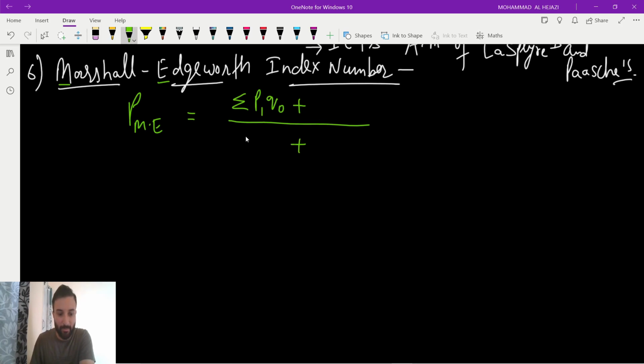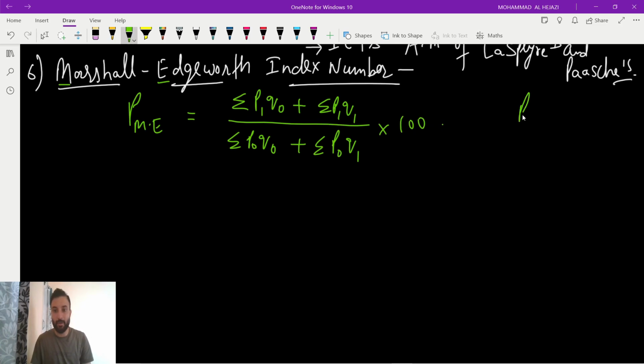Numerator of PL plus numerator of PP, divided by denominator of PL plus denominator of PP, into 100. That's it. But don't do it like PL plus PP, otherwise a mistake will happen. This is the all plus, meaning numerator plus numerator and denominator plus denominator.